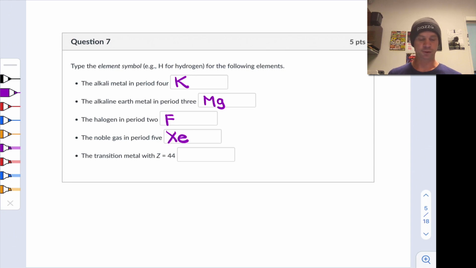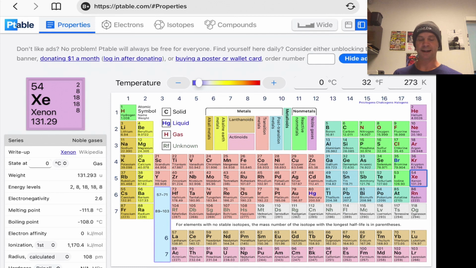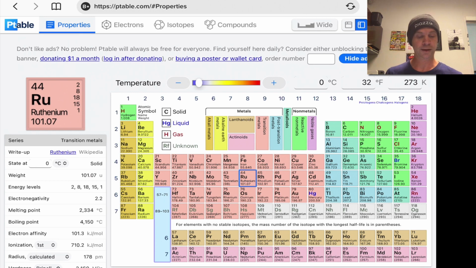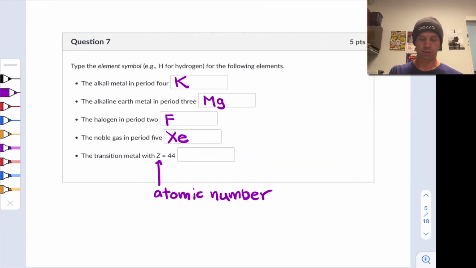And finally we have the transition metal with Z equal to 44, and here that capital Z refers to the atomic number. So the funny thing about this is we didn't even really need to know that it's a transition metal. That will help orient our eye looking toward the middle of the periodic table, but we could also just go right to atomic number 44, and there it is, ruthenium with the atomic symbol Ru. It's just a little tour of the periodic table there, getting some element symbols down based on descriptions of group names, period numbers, that kind of thing.